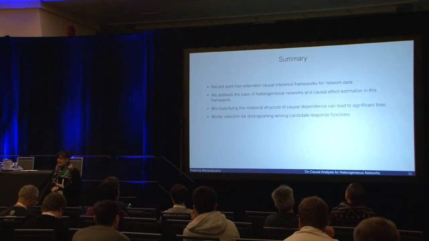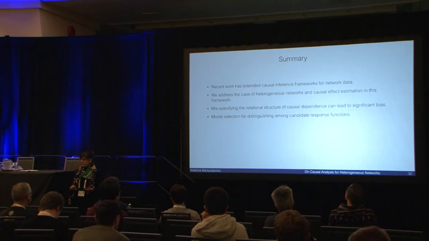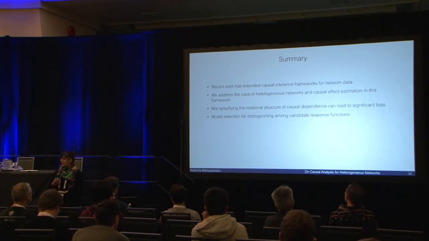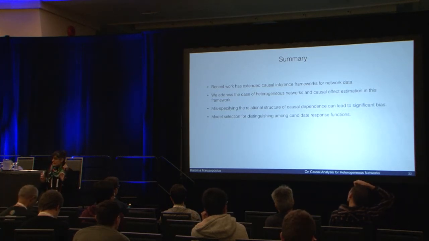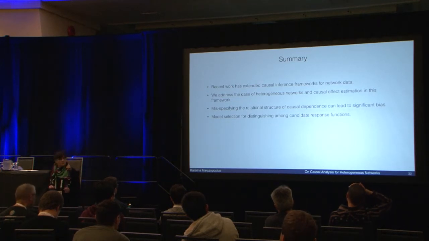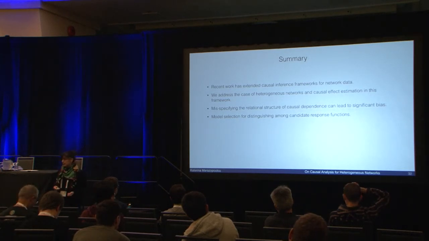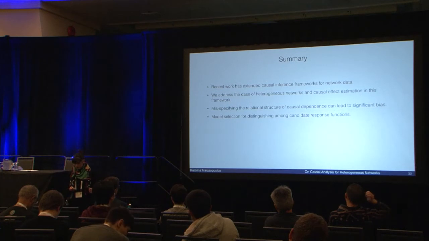So to sum up, there is currently a lot of work in causal inference for data produced by networks. In this work, we address the case of heterogeneous networks and how causal effect estimation can be adapted for these cases. We have shown that these intricacies of the semantics do have an impact, and misspecifying the relational structure of the dependence can significantly bias estimates. And we have also shown that model selection techniques can be used in this setting in order to choose the appropriate semantics, the appropriate response functions.